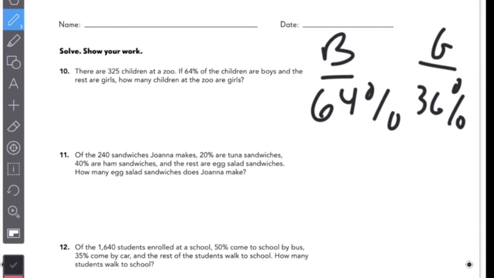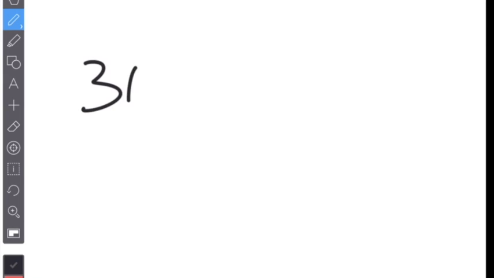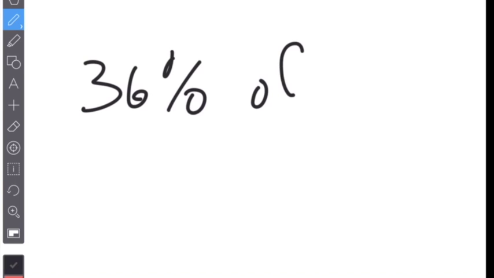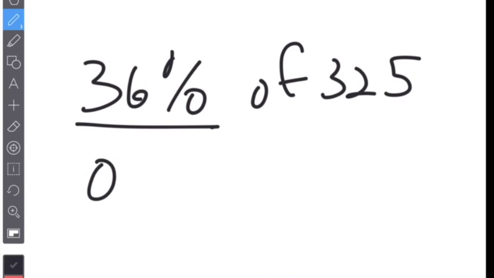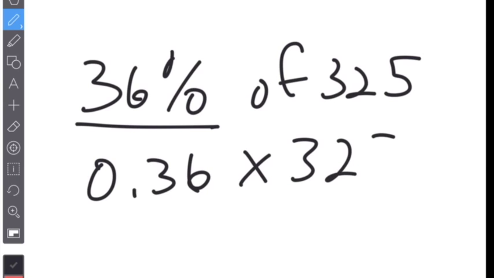So what we need to do is figure out 36% of 325. 36% of 325 will give me the total for the girls. So 36% is 0.36. "Of" is multiplying 325. So you're going to take 325 and multiply it by 0.36, and when you do that you will get 117. So 117 children are girls.